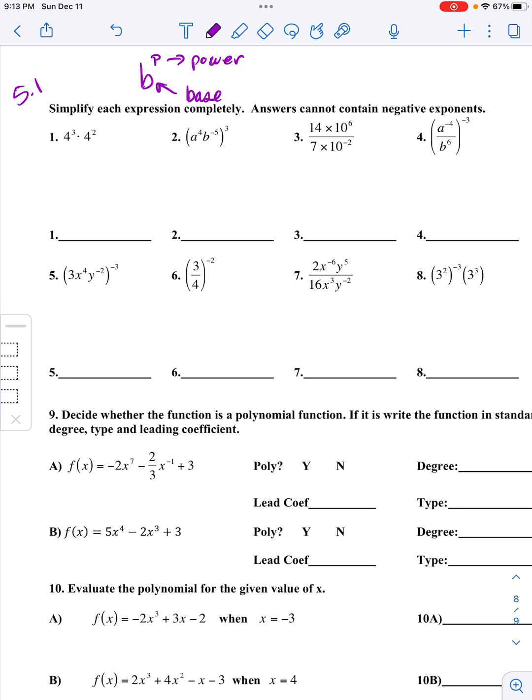So for example, here in number 1, this means that I'm going to have 4 repeated 3 times, 4 repeated twice. The easier way to come up with the fact that there's going to be 4 to the 5th power is simply to add those powers, 2 plus 3. And then you would go to that pink chart that I made you, because that's a number base. When you have a number base, you should actually find the value for it.